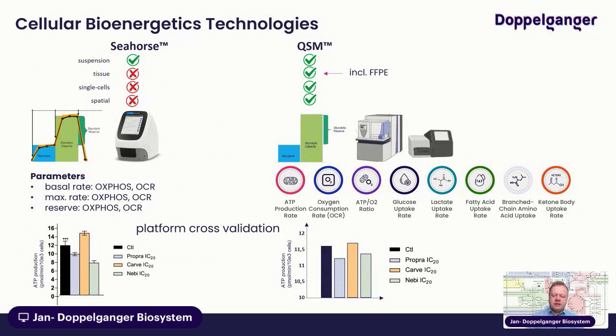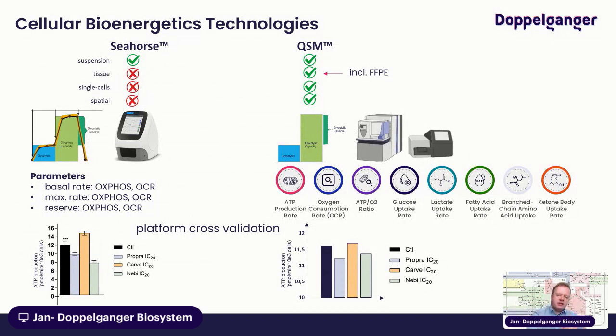In case of Seahorse, for example, there are two parameters. One is the OXPHOS rate, and the other one is the oxygen consumption rate. So Seahorse needs cell suspensions, and these cells also need to be happy. Then you can determine the basal rates, the maximum rates, and then you can calculate the metabolic reserve.